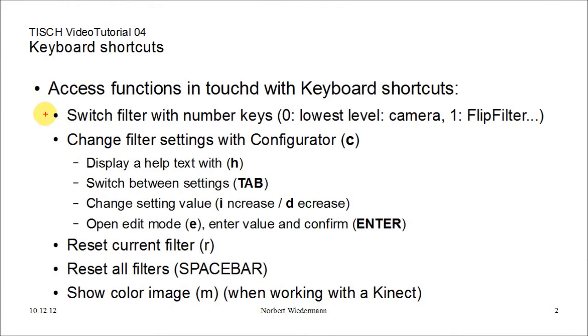In TouchD, you can access the various functions and options using your keyboard. You can switch between the different filters using the number keys. The keys are set according to the level of the filter in the chain. TouchD also provides the tool Configurator. It can be used to change the settings of the filters during runtime. The configurator can be accessed by pressing C.